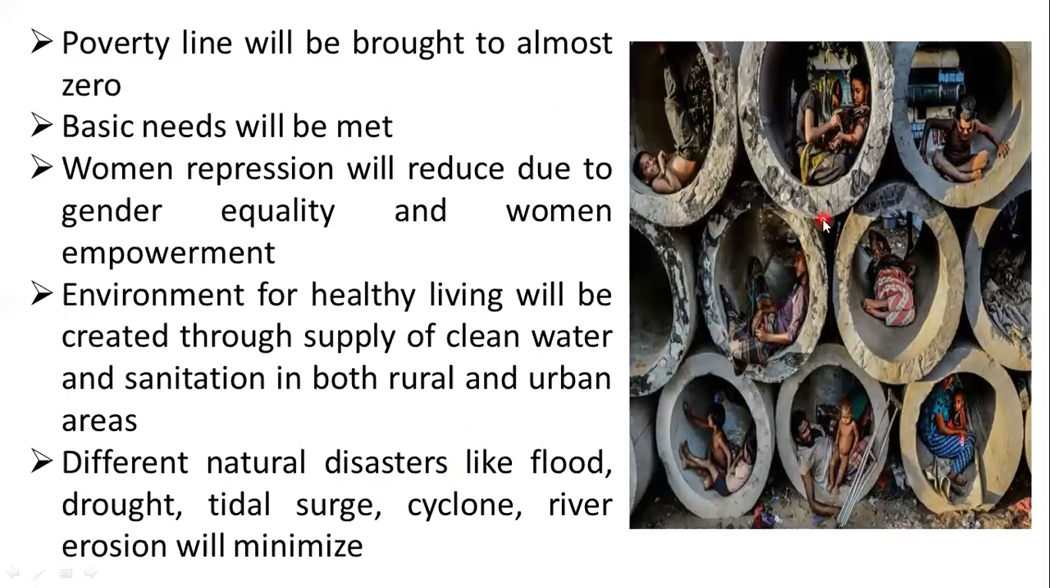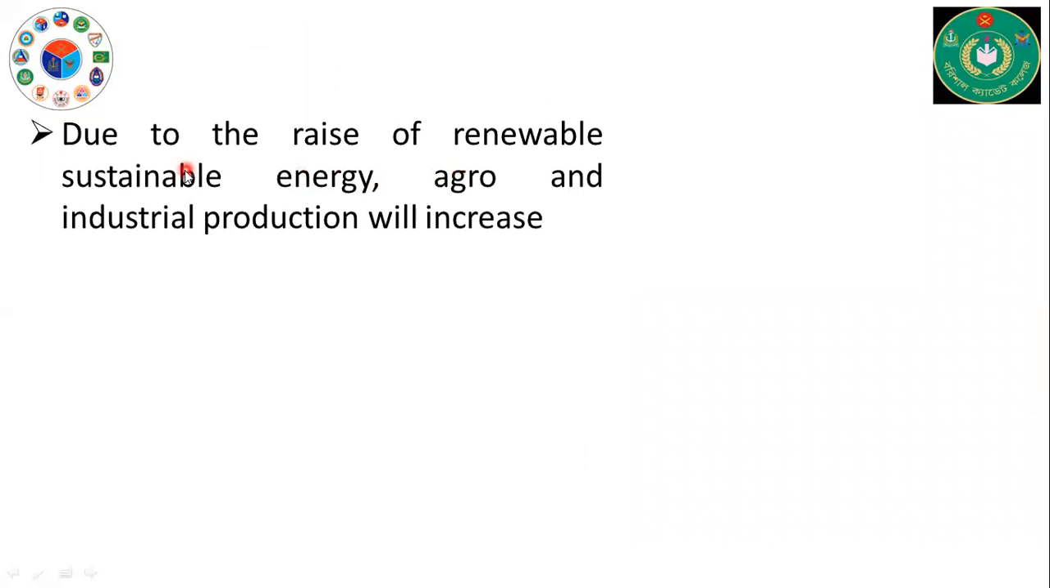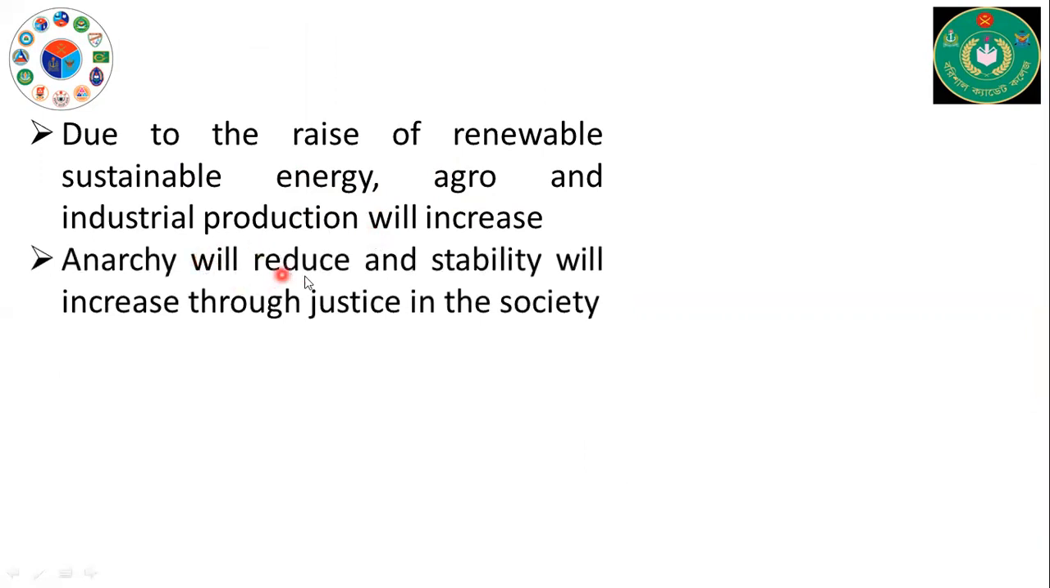You can see this is the real scenario of our city Dhaka. If you visit Dhaka, in some places these are the floating people, leading their life, how the life is there. That means they're living under the poverty line. That's why the first one is that the poverty line will be brought to almost zero. If SDG is implemented, then that will be zero. The next one, due to the rise of renewable sustainable energy, agro and industrial production will increase. Anarchy will reduce and stability will increase through justice in the society.